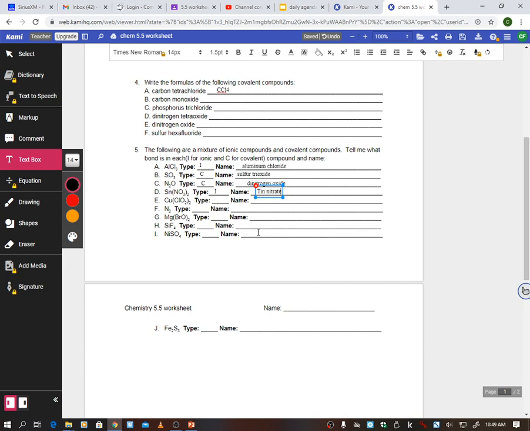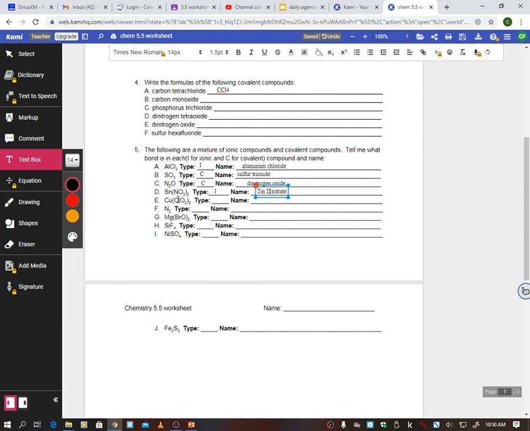Sn is in column 14. We do not have a charge above that column, so I have to figure it out. NO3 is a -1 charge. If you look at your special sheet, it'll tell you it's a -1. But you have two of them, so really I have a total charge of -2. So this tin has to be a +2. Remember, that Roman numeral is telling us a charge. It is not telling us how many tins there are. It's telling us the charge of a tin.